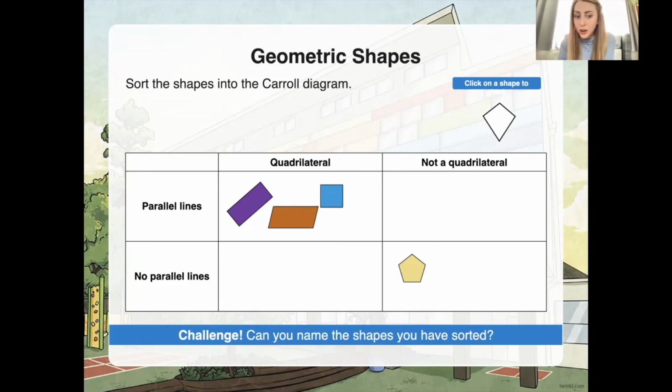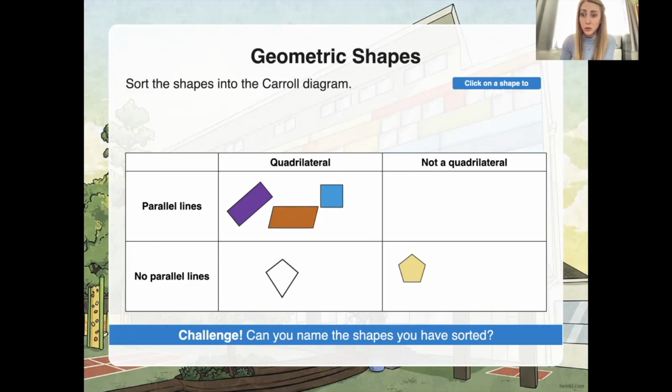And then finally, we've got the kite shape. You might remember the kite shape from earlier. It is a quadrilateral because it has four sides, but it doesn't have any parallel lines. So it's going to go onto the left-hand side of the table underneath where it says quadrilateral, but it can't go into the box next to parallel lines. It has to go in the box next to no parallel lines. So it's going to go right down there at the bottom left. There we go, we've sorted those shapes.